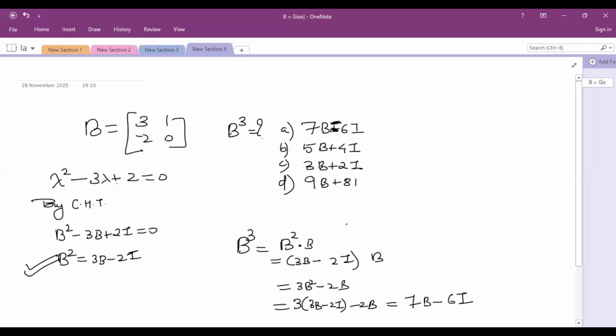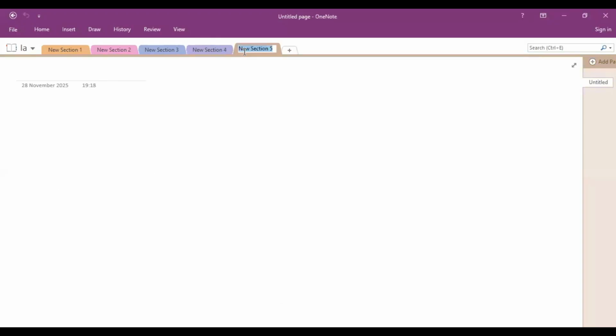Okay, so that's an application of Cayley-Hamilton theorem, which tells us when it comes to higher powers, we can always use the characteristic polynomial, and we can apply Cayley-Hamilton theorem, which will help us in bringing it down to the required expression. Okay, let's go to another example.